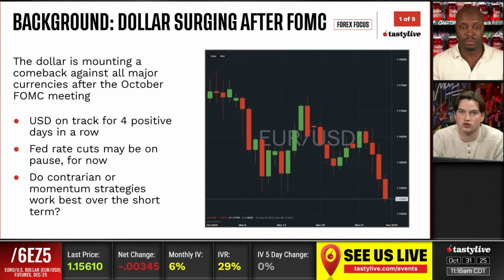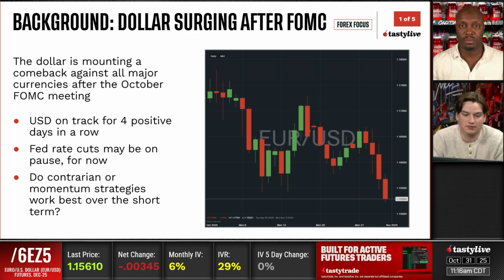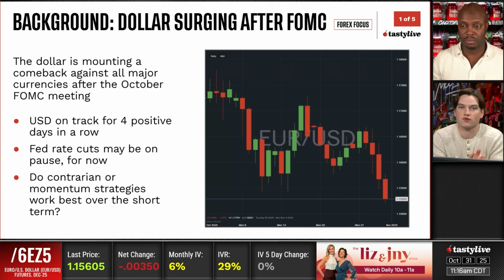Powell alluded to the next cut perhaps not coming in December, as markets pretty much all but priced in leading up to the meeting. And now here on a Friday, we're looking at 4 straight dollar up days in a row. Here looking at euro dollar, that means 4 down days for the pair, moving in the dollar's favor against the euro.